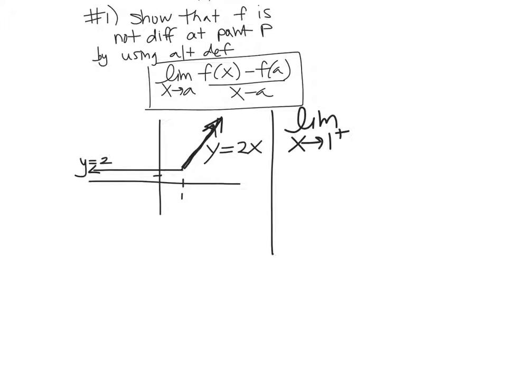All right, so let's do it. The limit as x goes to 1 on the right-hand side. We're just doing this side, y equals 2x. So we're going to use the alternate definition. So f of x is 2x minus f of 1.